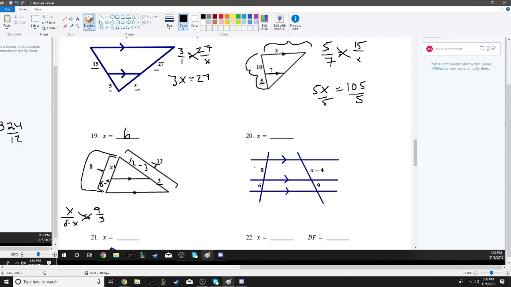Okay. Again, you can either go left over right, or you can do top over bottom. Your call. I'm going to do top over bottom. 8 over 6 is equal to x minus 4 over 9. And let's reduce this fraction before we go any further, just to save ourselves a little bit of hassle.